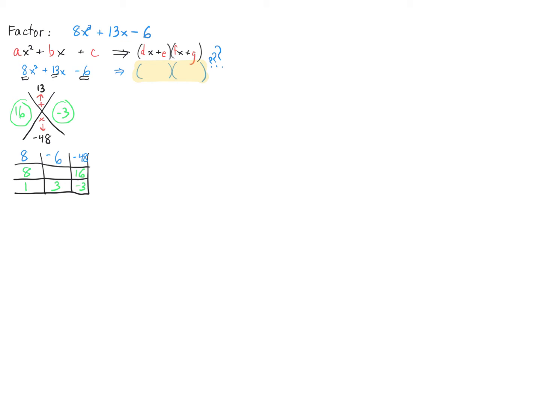And 3 times -2 will give us -6. But one of these has to be negative for this horizontal product. So if we make the 3 negative, everything works. 8 times -6 is -48.